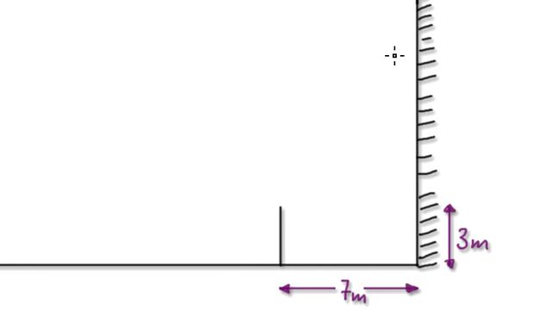Okay, let's give you guys some more practice. So here I've got a wall, and then I've got a mini wall here, and the distance between the mini wall and the big wall is 7 meters. The height of this mini wall is 3 meters. The question is, what is the shortest ladder that I would need?